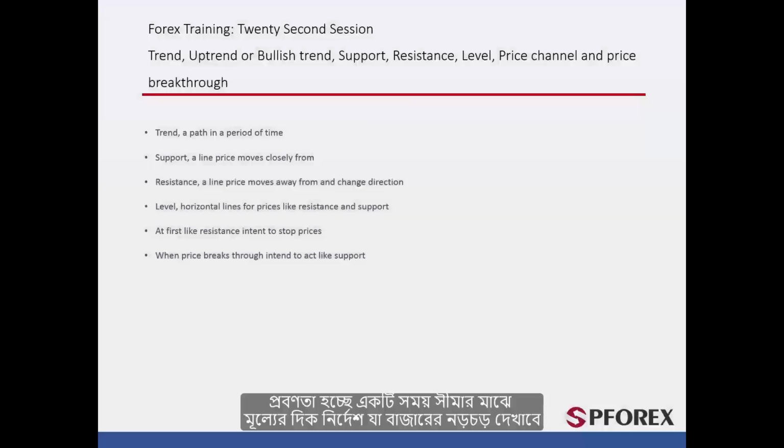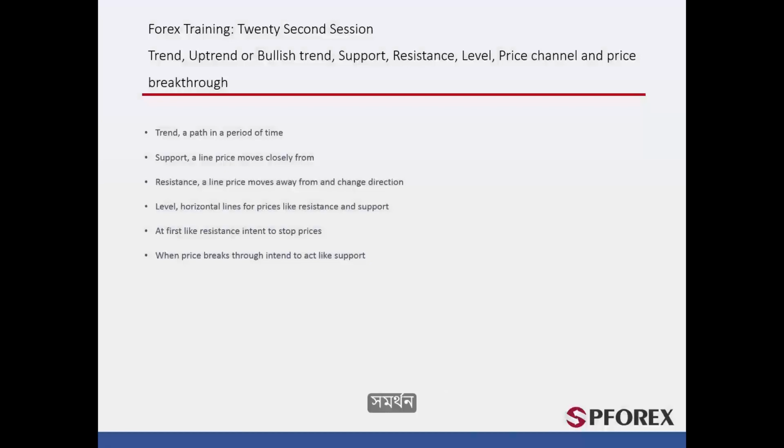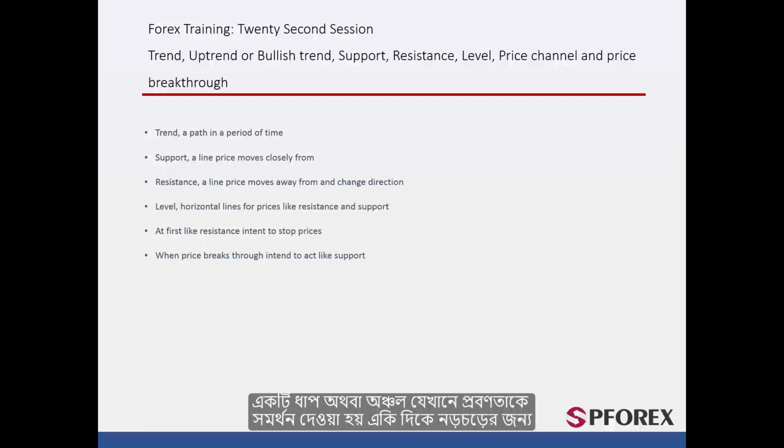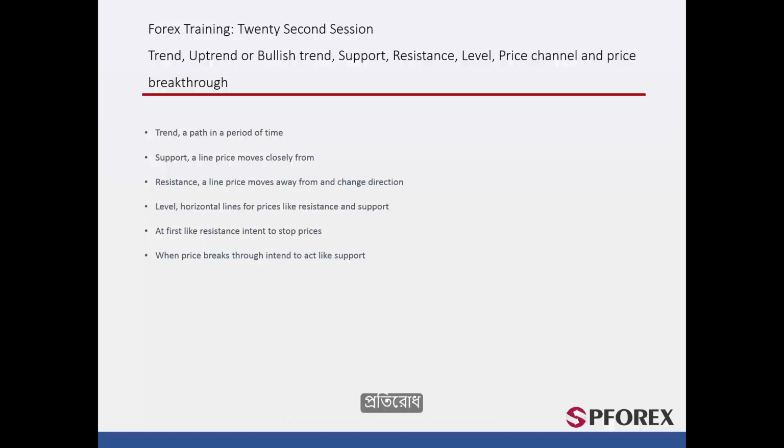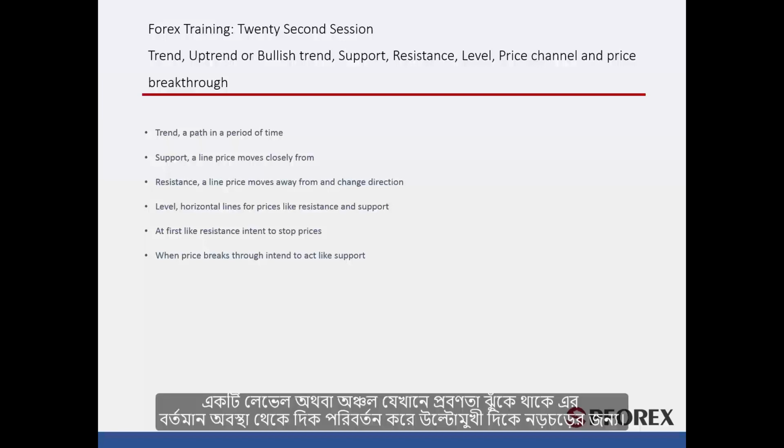Trend. Trend is the direction of price over a period of time which indicates market movement. Support. A level or region in which trend is supported for further movement in its current direction. Resistance. A level or area in which trend is inclined to change its direction for a reversal movement from its current orientation.